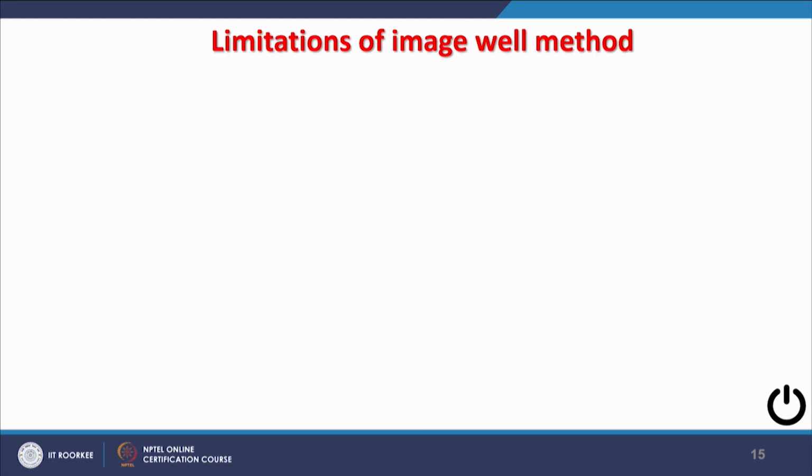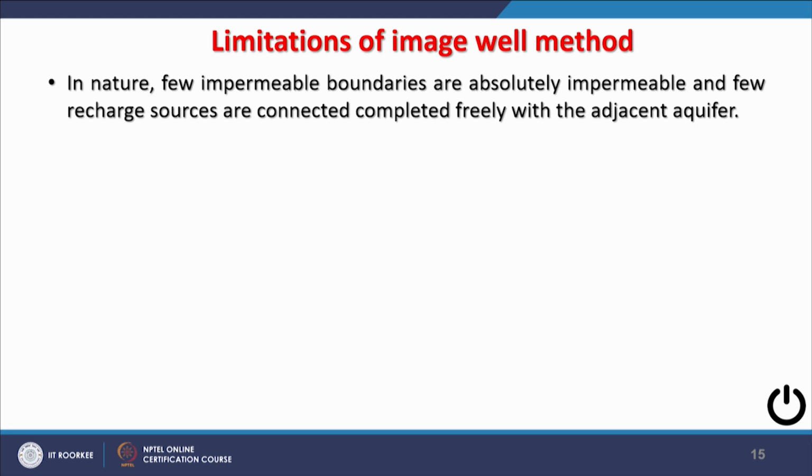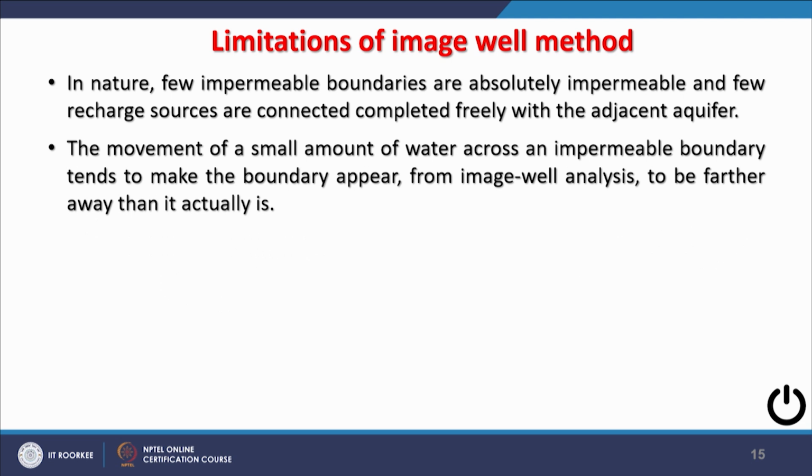Now, what are the limitations of this image well concept or image well theory? The first limitation is that in nature few impermeable boundaries are absolutely impermeable. What it means is that the boundaries which we are calling impermeable may not be 100% impermeable, and few recharge sources are connected completely freely with the adjacent aquifer. So, these boundaries might exist like this. Now, a movement of a small amount of water, because even in hard rock terrain, if it is weathered, fissured, fractured, some amount of water will move across.